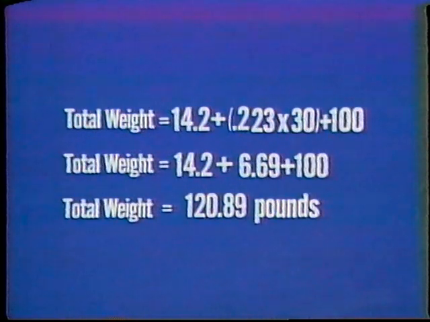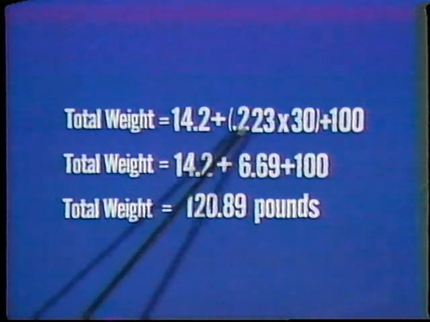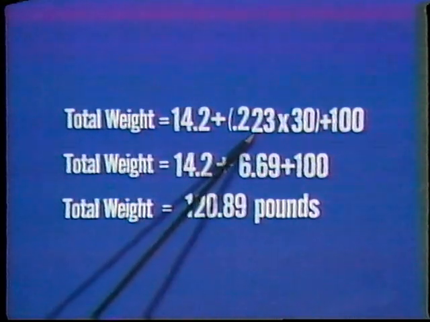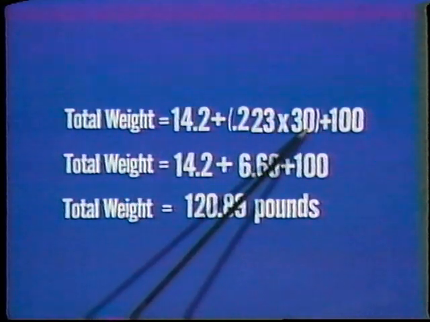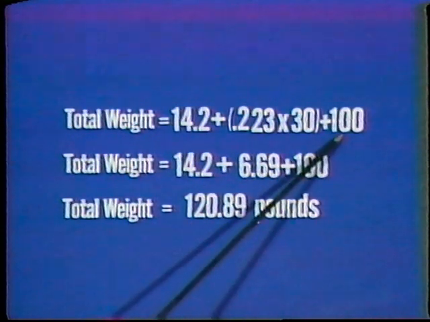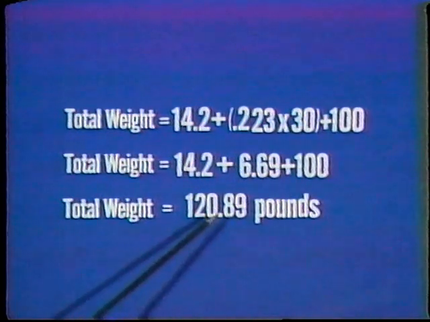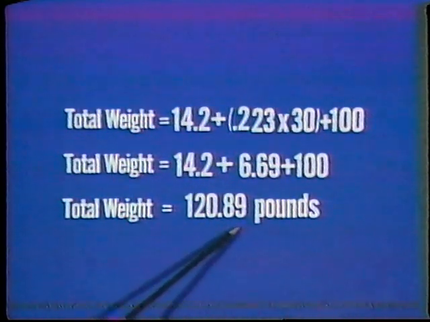So here's our total weight calculation. We add the piston and non-stroke weight, that's the 14.2 pounds, to the rod weight, which is 0.223 pounds times 30 inches. And then we add on the load weight, 100 pounds. And our total weight is 120.89 pounds.